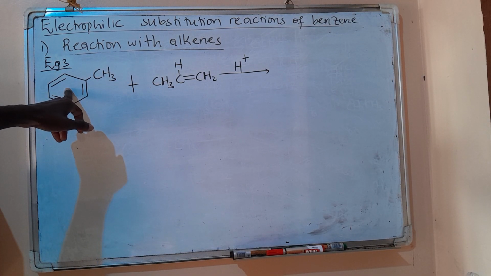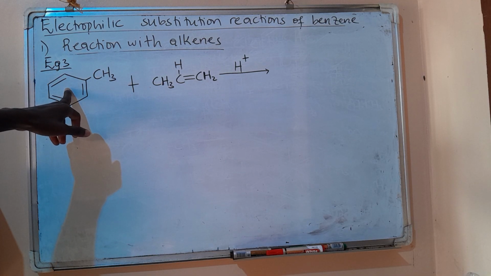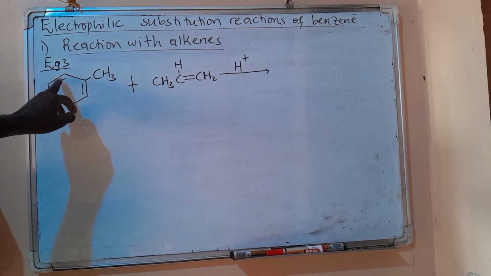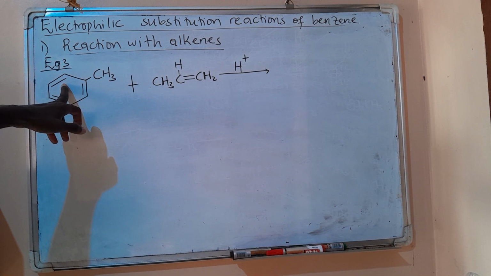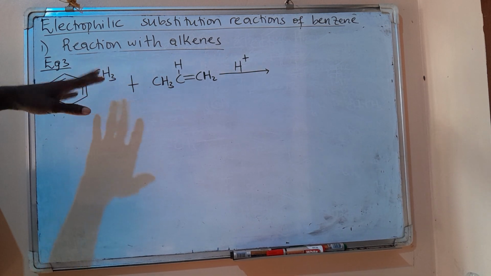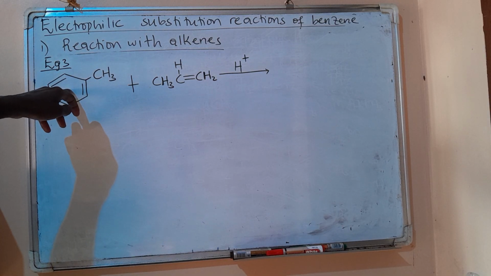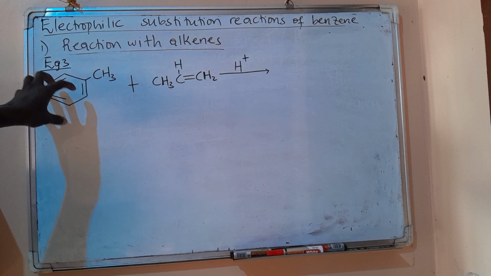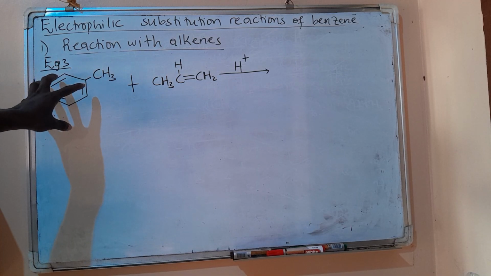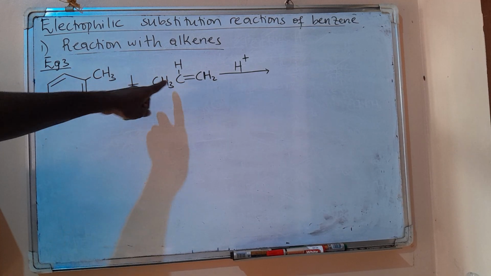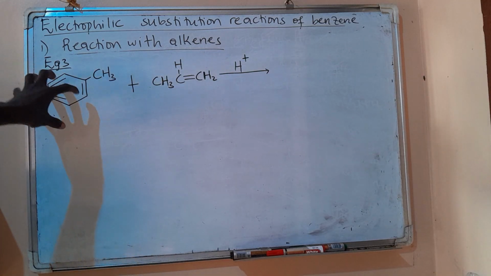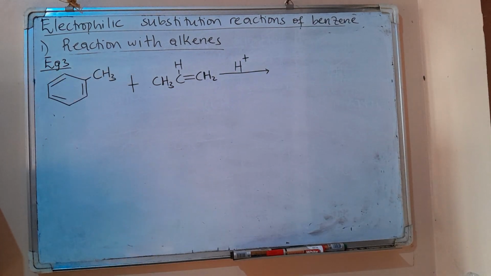Do not say that the man said that benzene alone is the one that reacts with alkenes. No. So long as you have a compound with a benzene ring and a substituent, this is a derivative of benzene. So given the fact that it has this ring, it as well reacts with alkenes. So it is this ring that is going to react with that alkene.